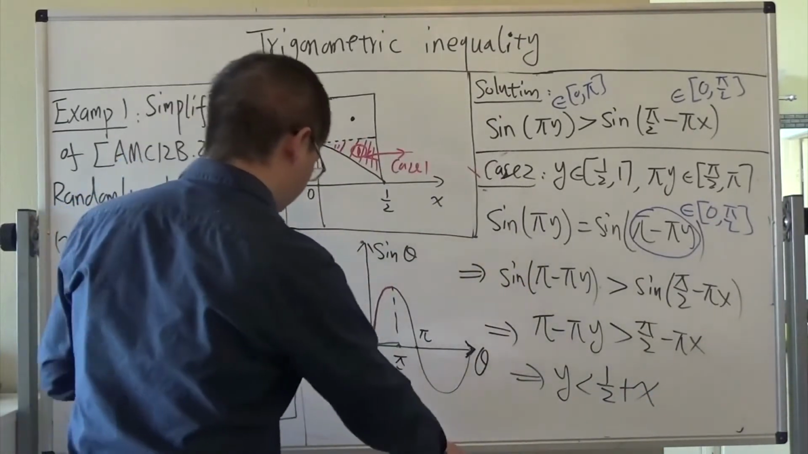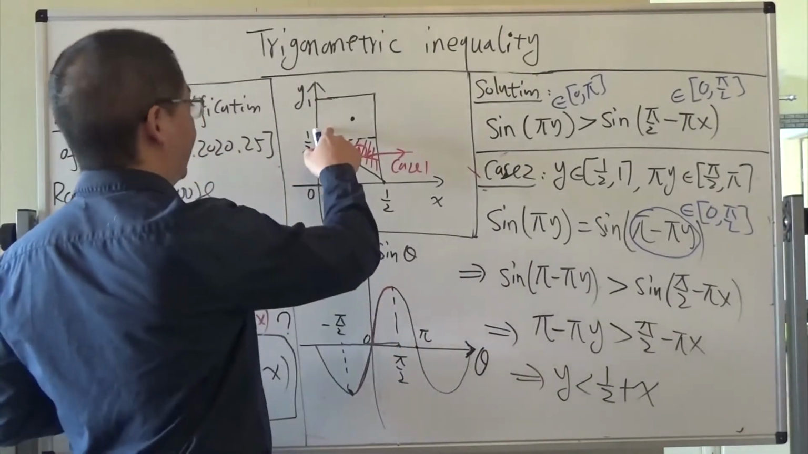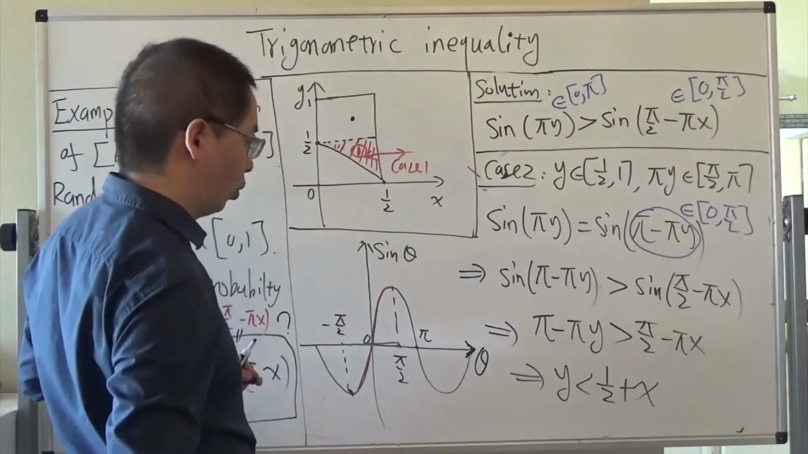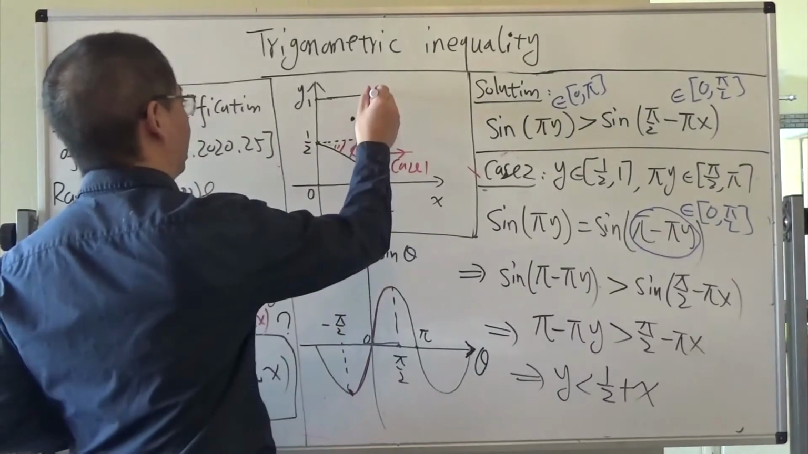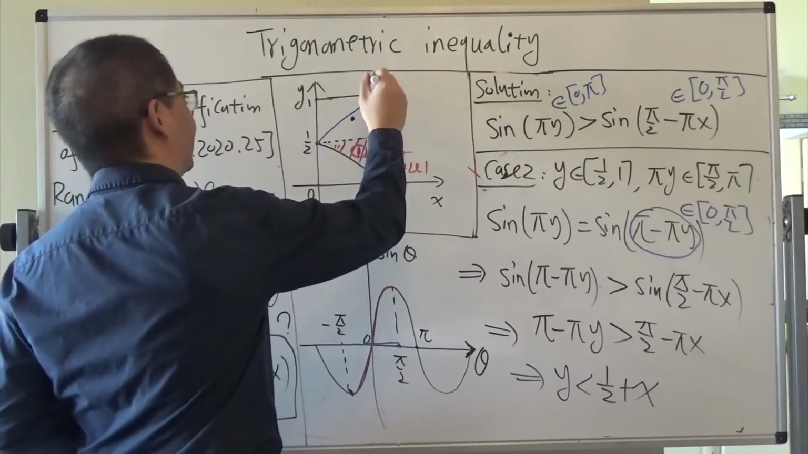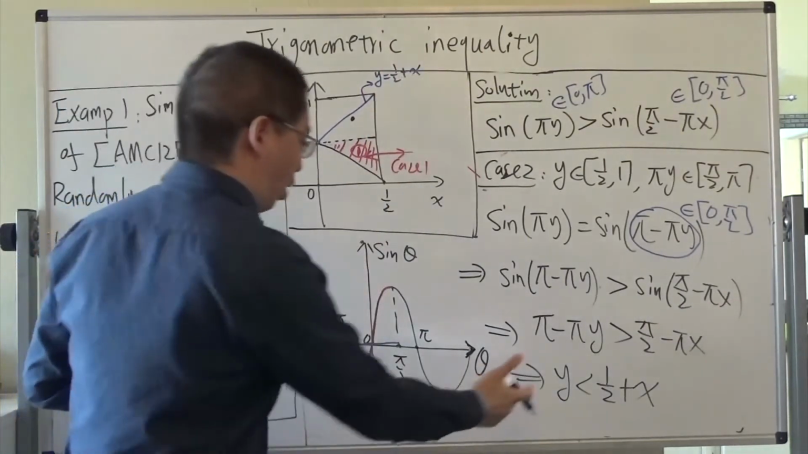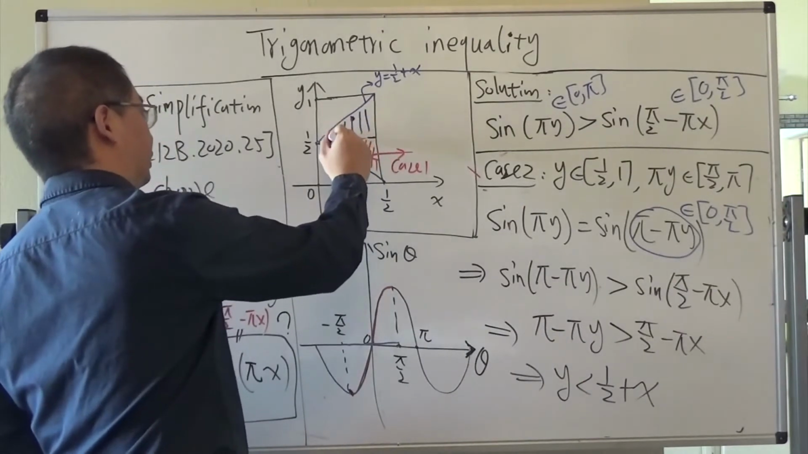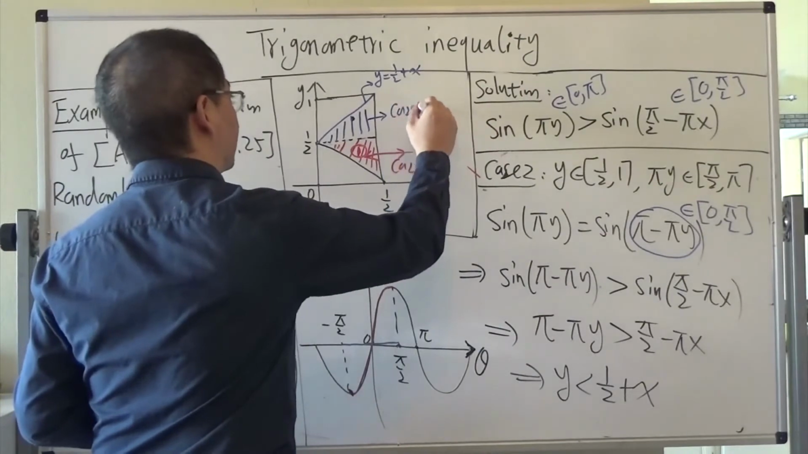Now let's look at what we have here. First of all, y is between 1/2 and 1. If y equals 1/2 plus x, this is the line. Now y is less than that, so it's below it, so it's right here. That's the region from case 2.